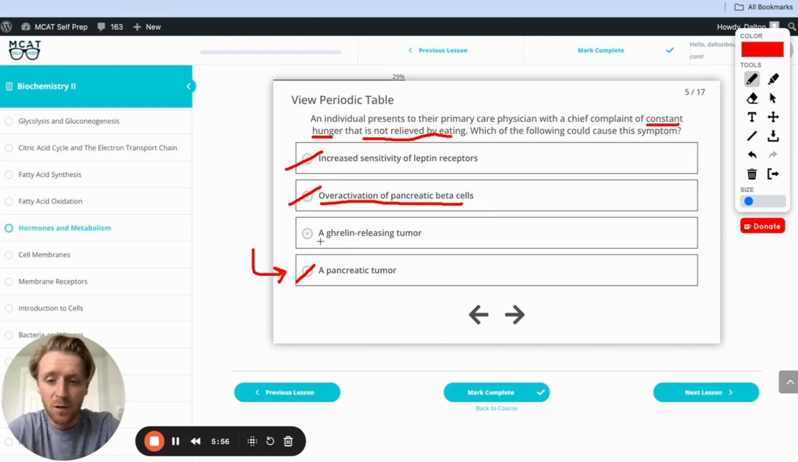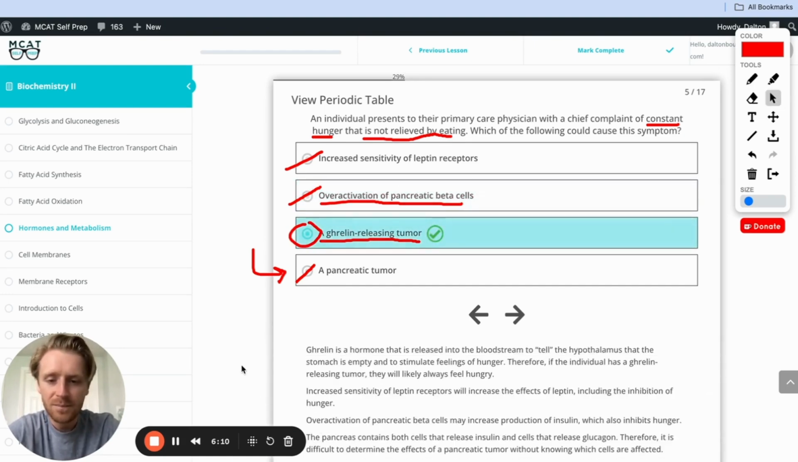On the other hand, this one right here, a ghrelin-releasing tumor, that checks out, because like we talked about, GR, the stomach, ghrelin, that shows us that we're hungry, or makes us feel hungry, I would say. And so this is going to be our correct answer right here. Let's go ahead and check it out.